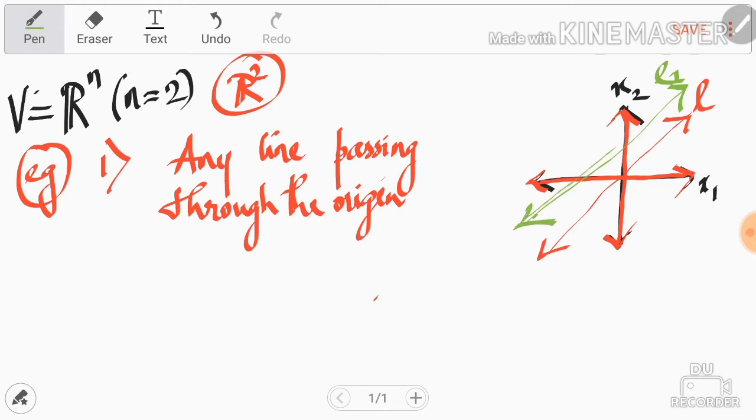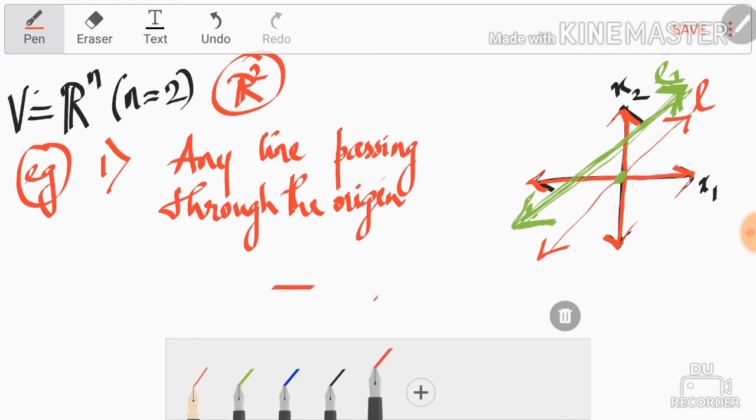So of course, if you take a line that does not pass through the origin, it will not contain the zero vector, and hence it cannot be qualified as a vector space, and hence it cannot be qualified as a vector subspace. So always remember that any set that does not contain this very special vector will never be a vector subspace or a vector space. Anyways, let's move on to our next example.